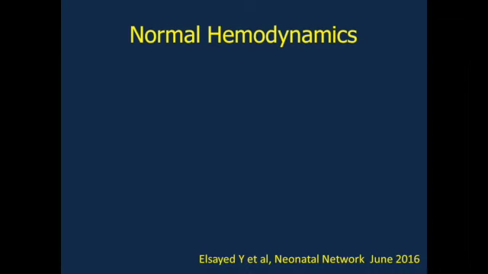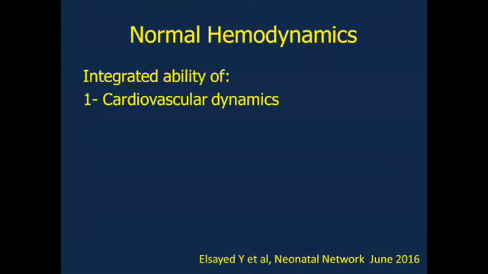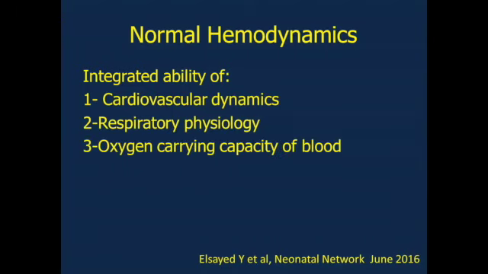So what's normal hemodynamics? Hemodynamics is the integrated ability of cardiovascular dynamics and respiratory physiology to maintain normal saturation of the hemoglobin and also normal pressure of oxygen in the plasma, oxygen carrying capacity of the blood, and the autoregulatory mechanisms of the specific organs like brain, kidney, any other organs to maintain normal blood flow in spite of the fluctuation of the blood pressure. So that's a definition. My definition of normal hemodynamics is the integrated ability of all of these systems, not just blood pressure or heart rate.